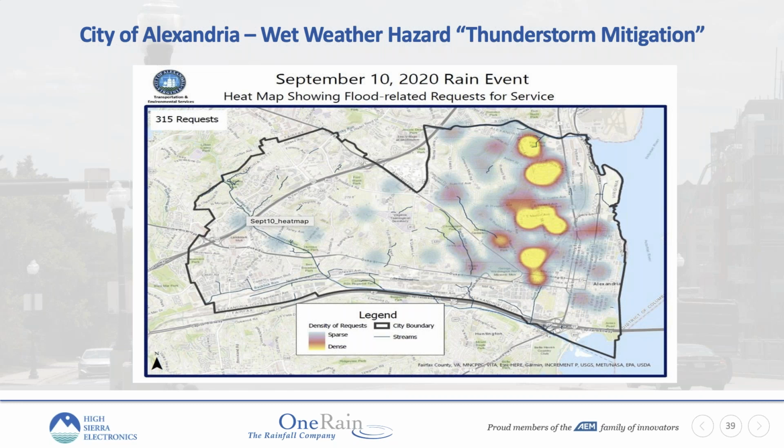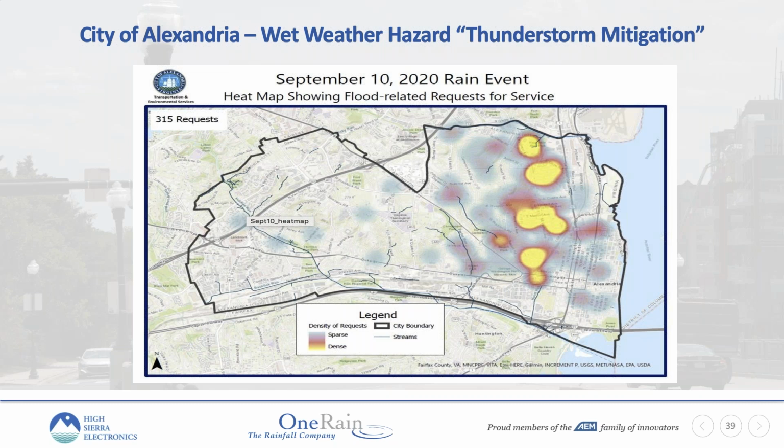Over the past 14 months, Alexandria has actually had 3 storms that have significantly passed the 10-year mark. I think for Alexandria, their 10-year storm event is a storm that actually drops a little over 2¼ inches of rain in an hour, or it's a little over 4¾ inches for a 24-hour period.